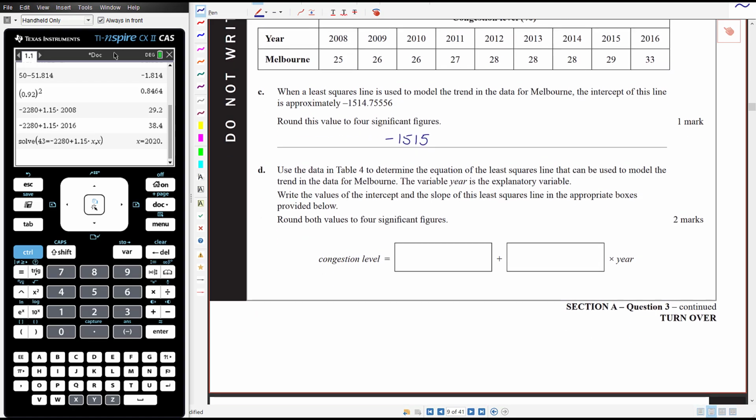Use the data in table 4 to determine the equation of the least squares line that can be used to model the trend in the data for Melbourne. The variable year is the explanatory variable. Write the values of the intercept and the slope of this least squares line in the appropriate boxes.